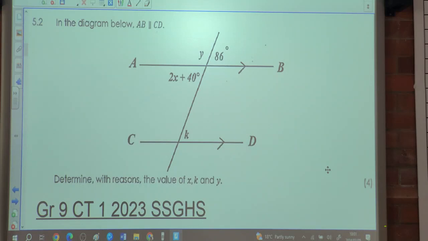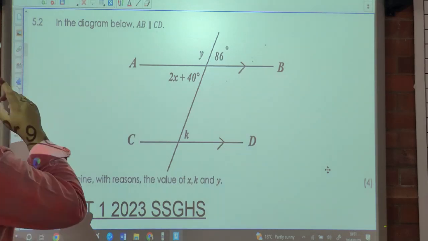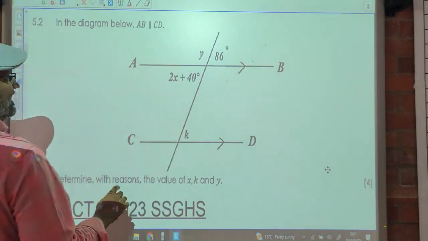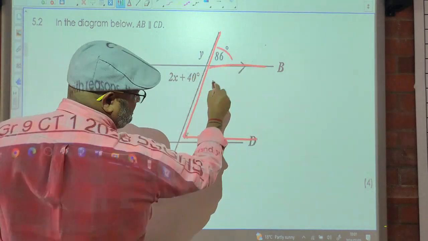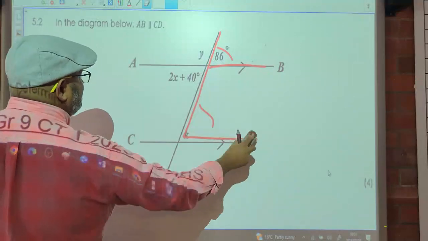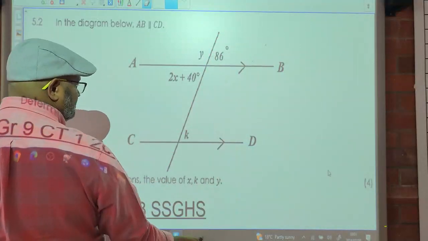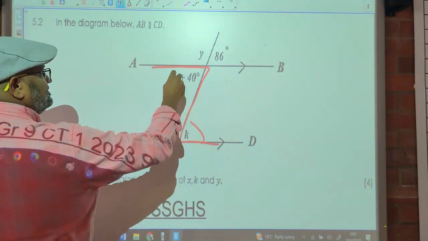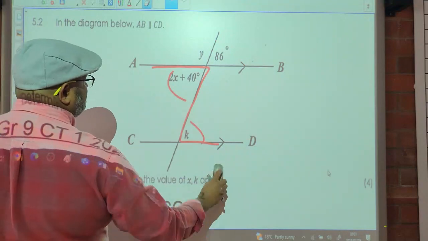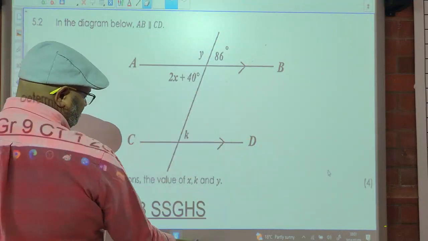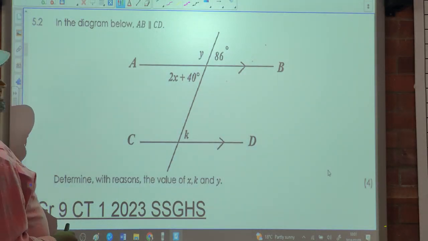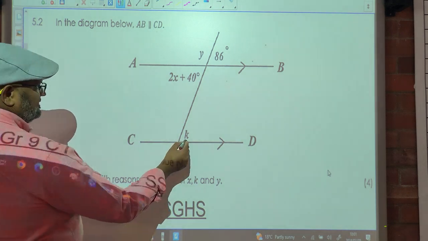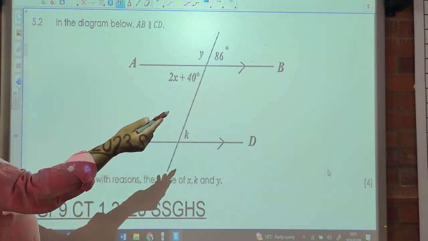In the diagram below, we are told that AB is parallel to CD. So if lines are parallel, we know corresponding angles are equal, alternate angles are equal, and cointerior angles are supplementary. The question says, determine the value, with reasons, of x, k and y. So what can we calculate first? We can calculate any one first.